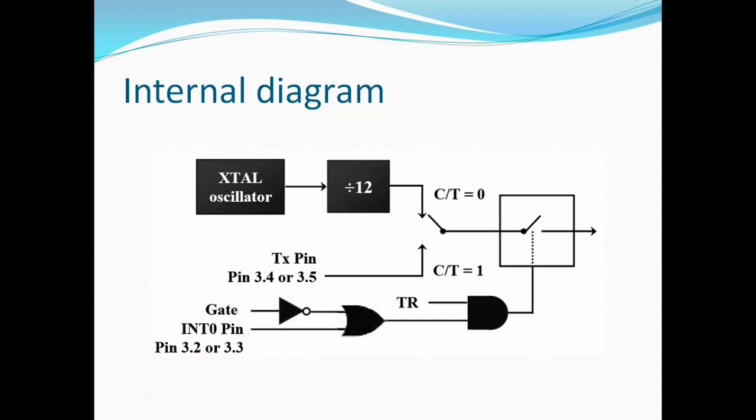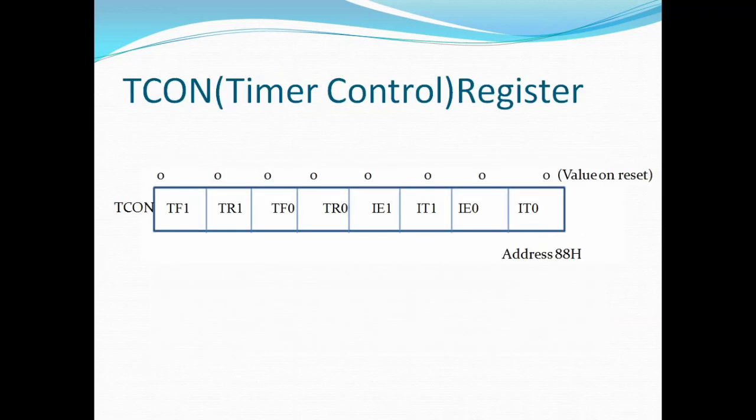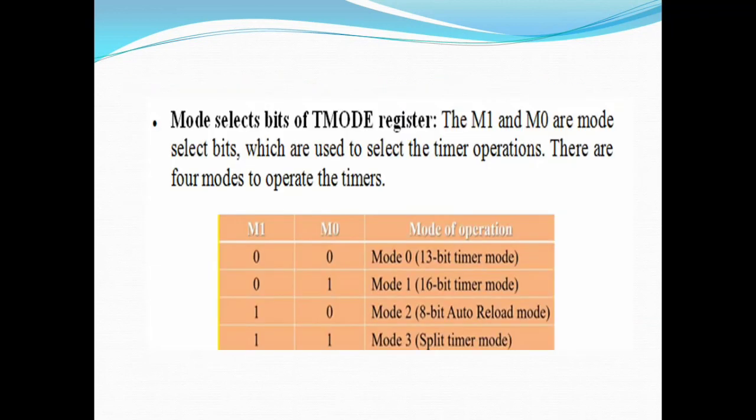So this is the basic operation of the timer, and now I am just going to introduce the different modes of the timer. There are basically 4 modes: mode 0, mode 1, mode 2 and mode 3. When you put M1 and M0 equal to 0, 0, it is mode 0, that is a 13-bit timer mode. When it is 0, 1, then it's mode 1, which is a 16-bit timer mode. When it is 1, 0, it is mode 2, which is an 8-bit auto reload mode. And when it is 1, 1, then it is mode 3, which is called the split timer mode. In detail I am going to explain these modes again in my next video.